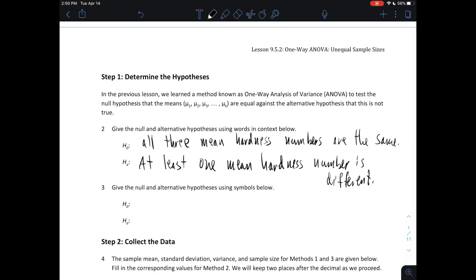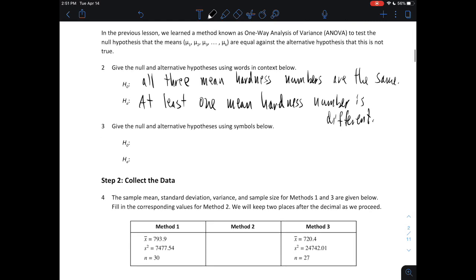Number 3, give the null and alternative hypotheses using symbols below. We can really only do this with the null hypothesis, where we can say mu1, the mean hardness number for method 1, is equal to mu2, the mean hardness number for method 2, and equal to mu3, the mean hardness number for method 3. The alternative hypothesis would actually just be exactly the same as we wrote for number 2. So if you want, you could just draw an arrow. Those 2 are both going to be the same.